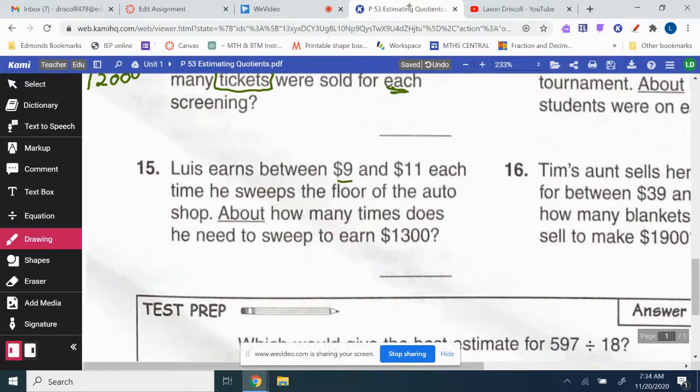Lewis earns between $9 and $11 each time. Each tells me I'm going to be doing something with that, such as multiplication or division. He sweeps the floor of the auto shop. About how many times does he need to sweep to earn this much? So I'm going to bring this down, and I'm going to say between 9 and 11 is $10. I'm going to go $10. And because 10 is such a friendly number, I'm just going to leave that number.